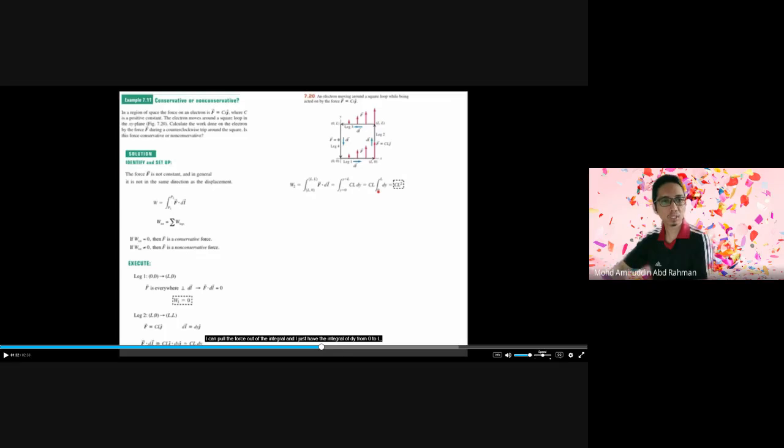So we notice that when the work is not 0, it is a non-conservative force. So it is a non-conservative force when the electron moves around a square loop in the XY plane. Hope you can distinguish that.